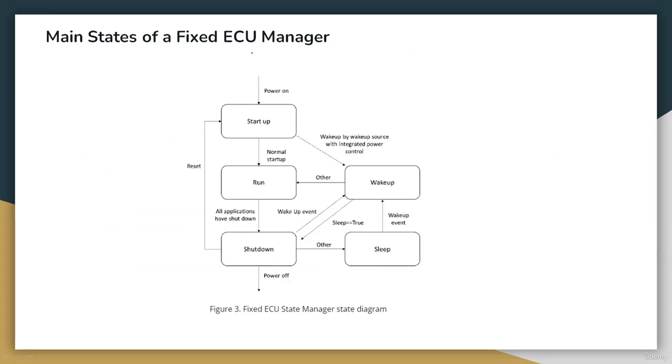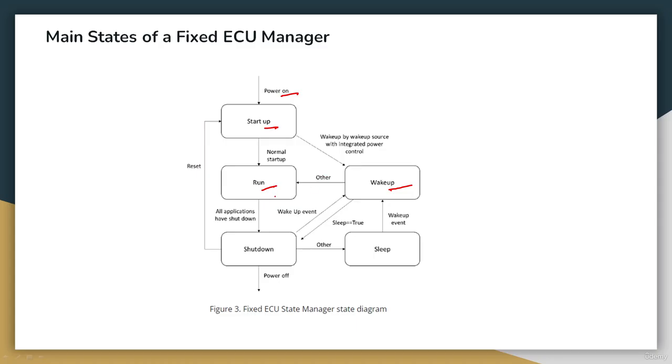These are the main states of a fixed ECUM. We have startup, run, wake up, shutdown, sleep. When we power on, the control goes to startup. From startup, if it is a normal startup, we will enter run state. But if we have received a wake-up signal from the integrated power control, then it goes to wake up state. From wake up state, if we receive another command, we will go to run state.